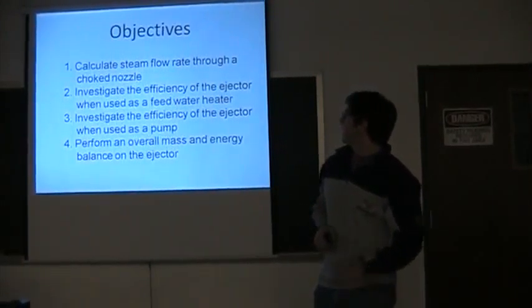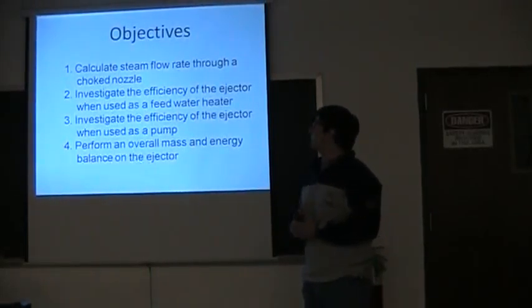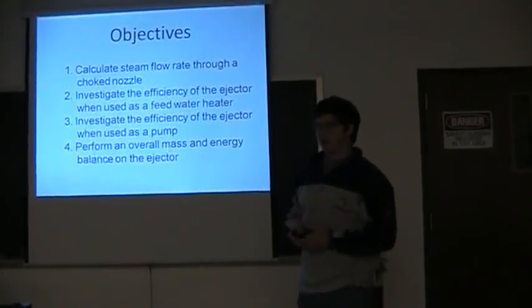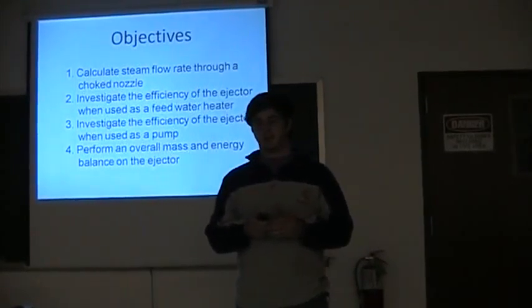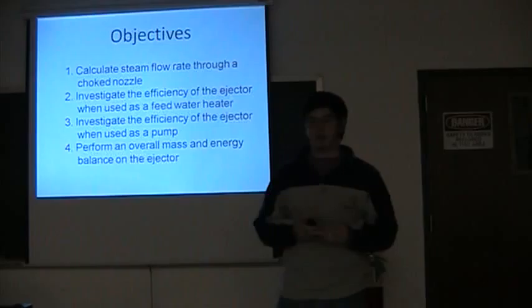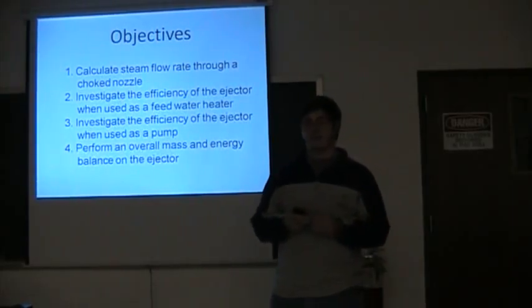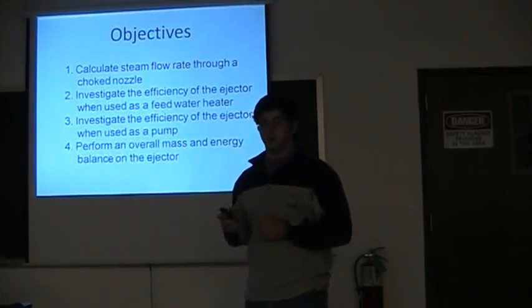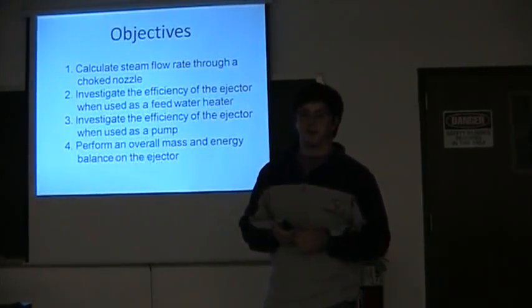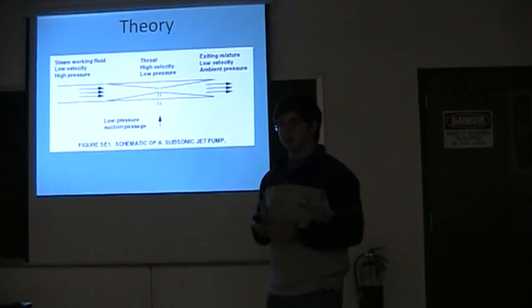So, objectives. This experiment is to calculate the steam flow rate through a choke nozzle, investigate the efficiency of the injector when used as a feed water heater, investigate the efficiency of the injector when used as a pump, and perform an overall mass and energy balance on the injector.